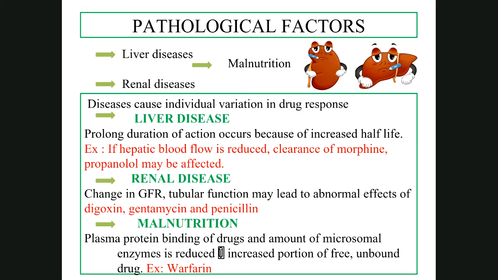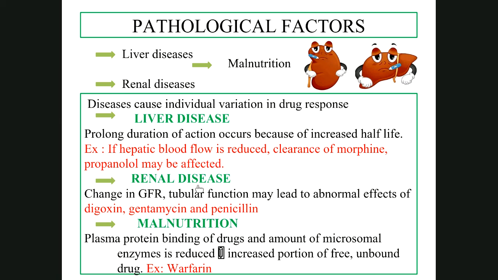Second is pathological factors: liver diseases, renal diseases, malnutrition. You know that if a patient is suffering with liver disease, the half-life of the drug will increase because the drug cannot be metabolized easily and the hepatic blood flow will be reduced, so the drug cannot be cleared easily from the body. So if hepatic blood flow is reduced, clearance of morphine, propranolol may be affected.